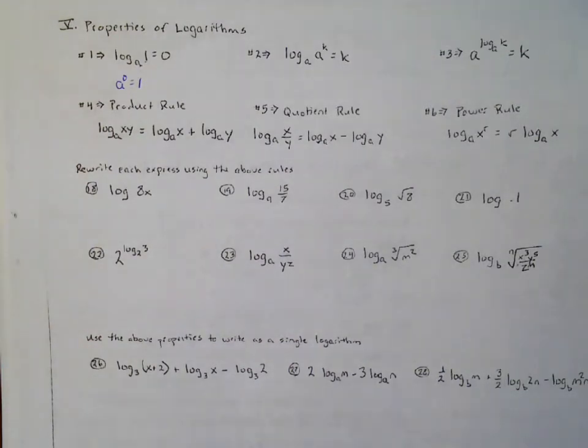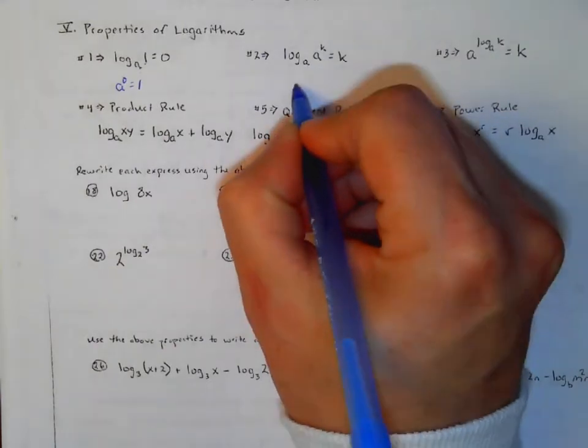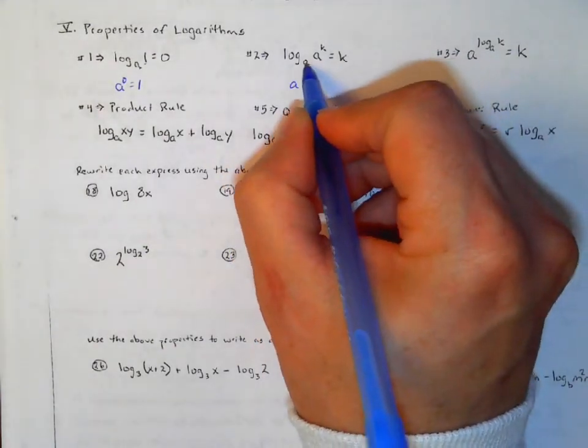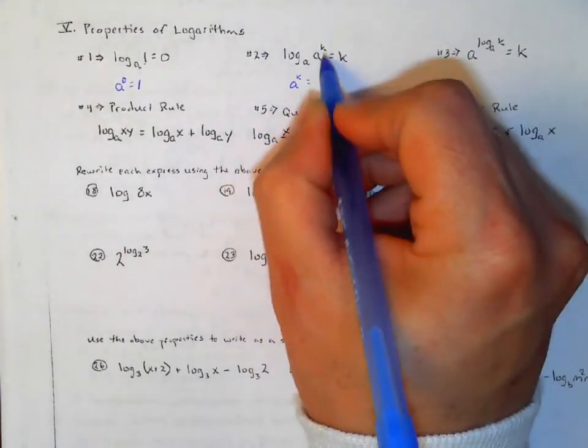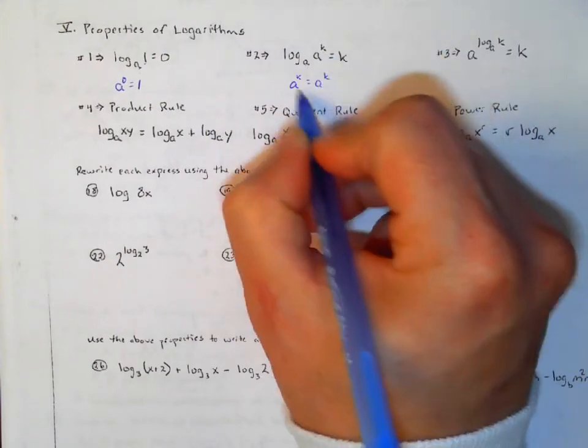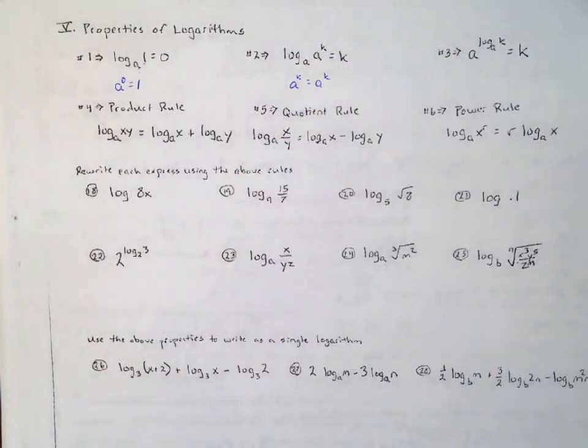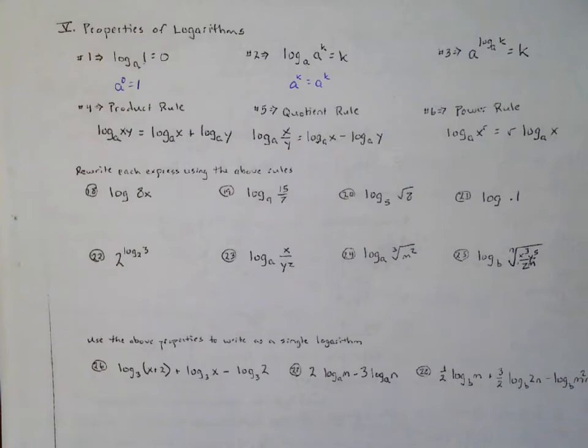Property 2, we can think of it as, if I turn it to an exponent, remember that to this power is equal to the inside part. So we can see that a to the k is equal to a to the k. Property 3, you can think about that as this is the exponent that a has to be raised to in order to get k. So just be familiar with that property there.